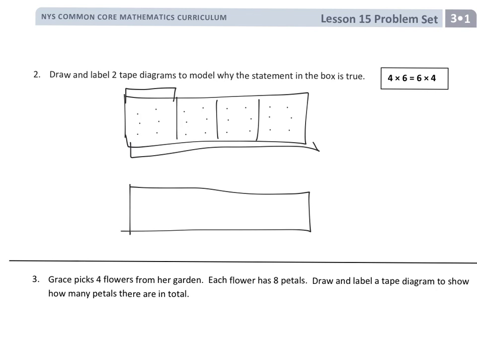What am I going to label my top? 6. My bottom? Let's count. 6, 12. I know 12 plus 12. 12 plus 12 is 24.